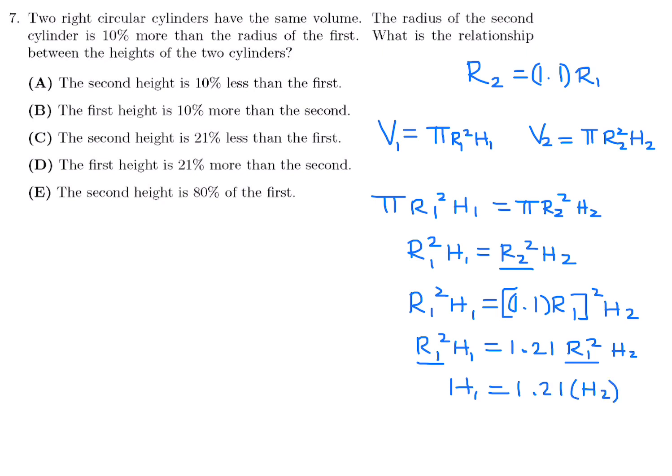All right, so that means that H1 is 21% more than H2. So of the answer choices, the one that matches that is D. The first height is 21% more than the second height. So number 7, the answer is D.